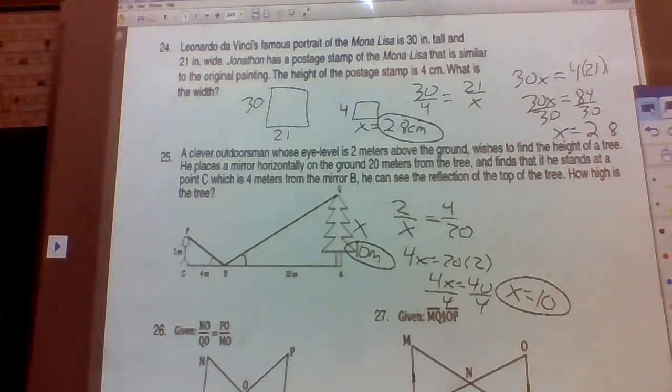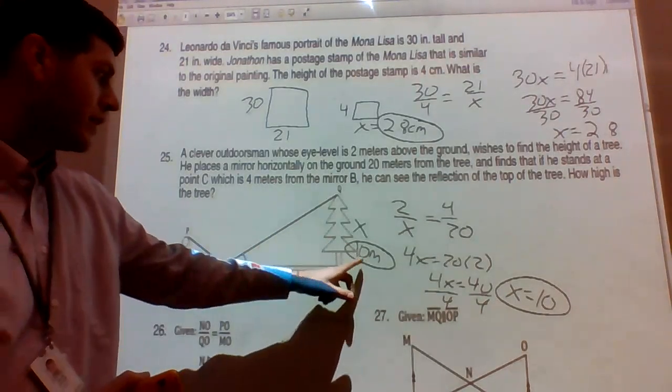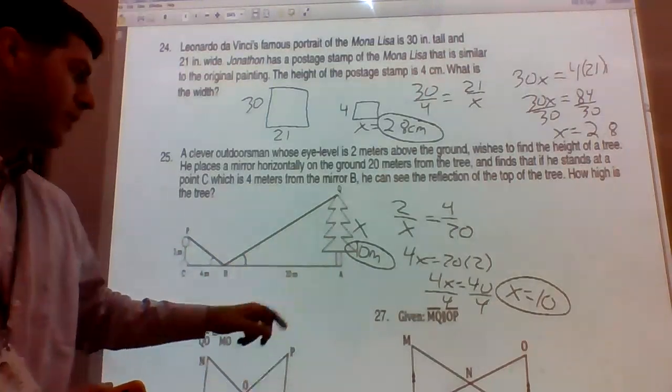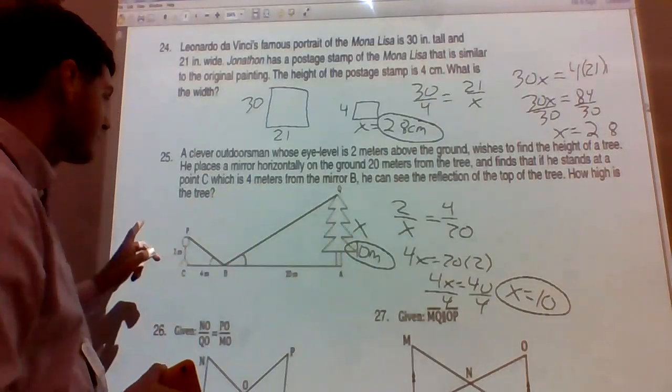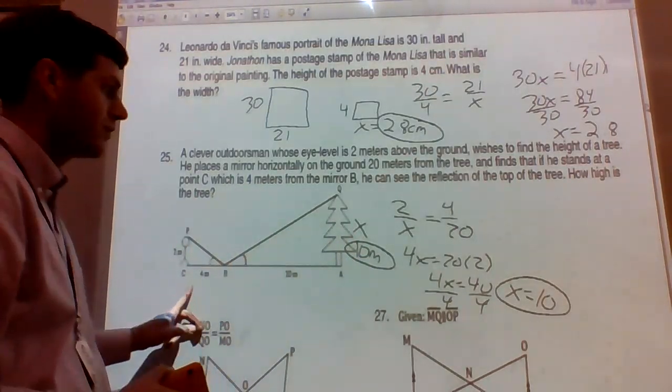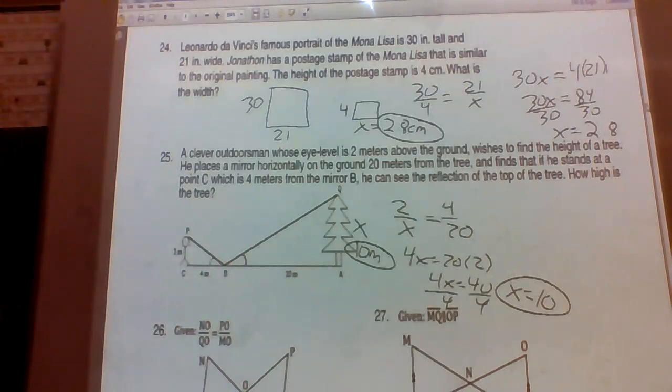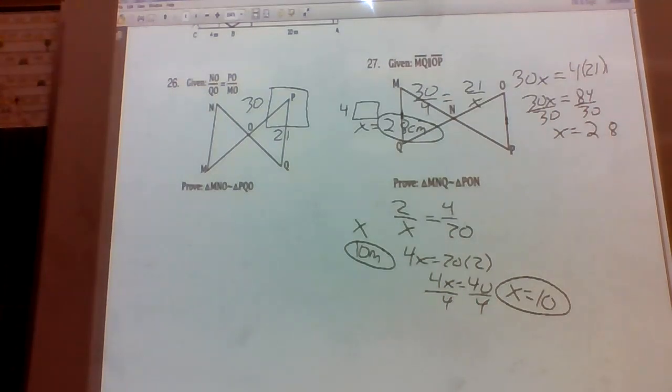5 times the height of the man, right? 2 times 5 is 10. 4 times 5 is 20. 10 times 1/5 is 2. 20 times 1/5 is 4. And the last two are the proofs. So 26 and 27 are the proofs.